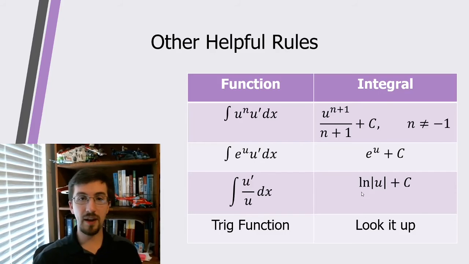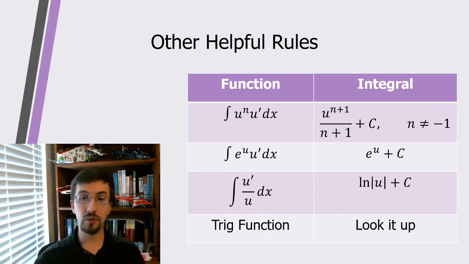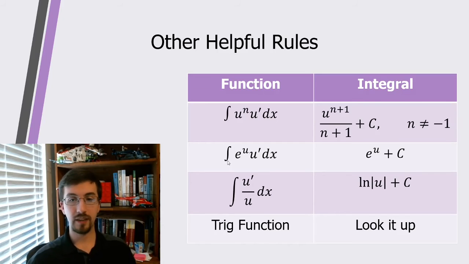Last thing we're going to talk about is a few other helpful rules. If you've got some function like u to the n times u prime dx, well, this is basically just looking at the power rule and undoing the power rule. Here, same thing, e to the u times u prime dx. The integral of that is just e to the u.